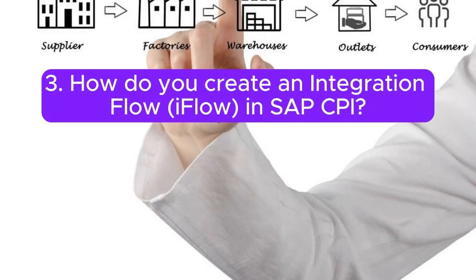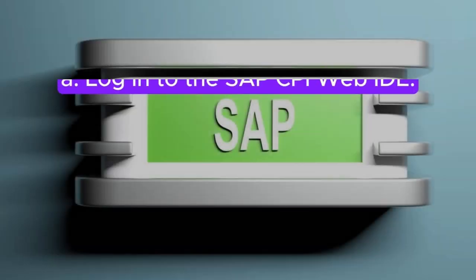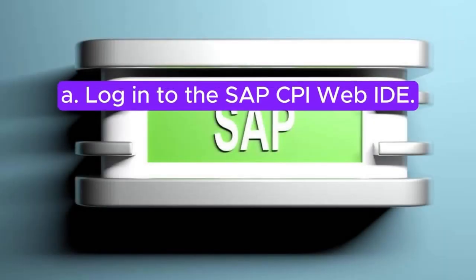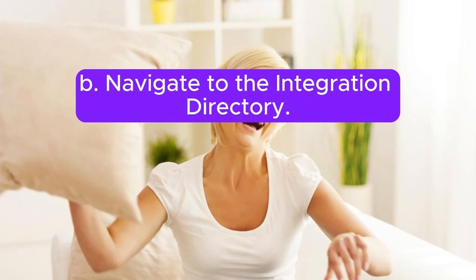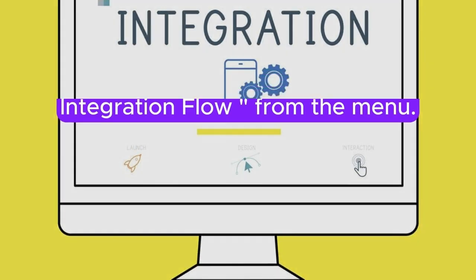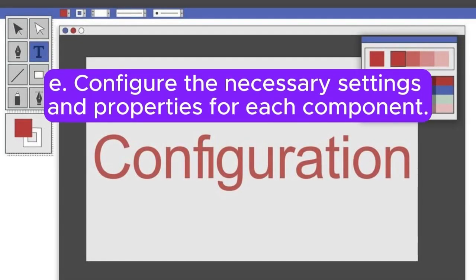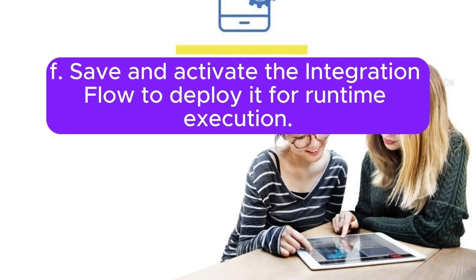3. How do you create an integration flow iFlow in SAP CPI? Answer. To create an integration flow iFlow in SAP CPI, you can follow these steps. A. Log into the SAP CPI website. B. Navigate to the integration directory. C. Click on New and select Integration Flow from the menu. D. Define the sender and receiver channels, message mappings, and other components using the visual editor. E. Configure the necessary settings and properties for each component. F. Save and activate the integration flow to deploy it for runtime execution.